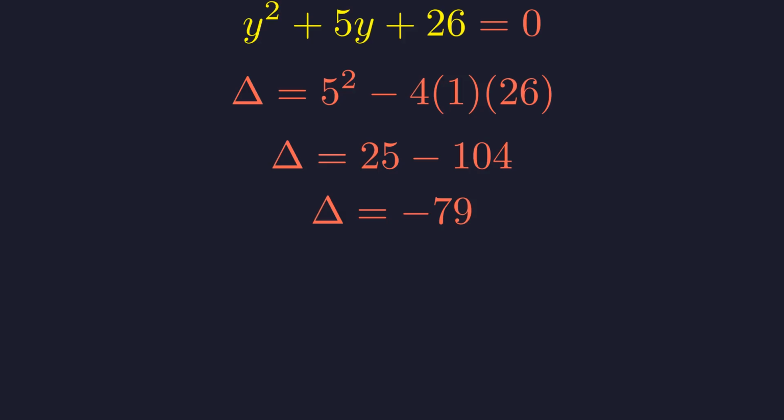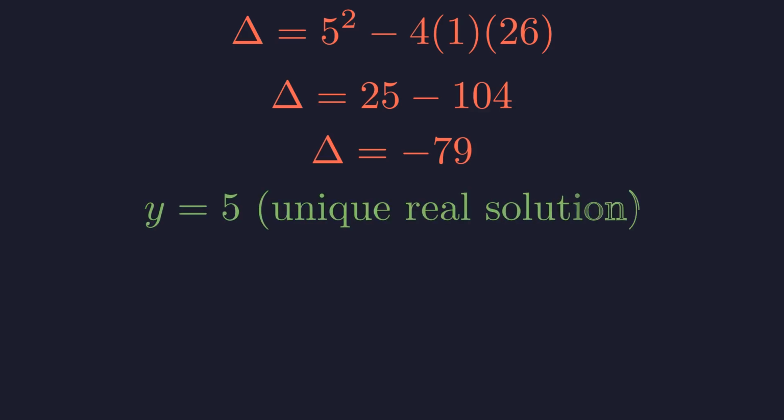Since the discriminant is negative, this quadratic has no real solutions. Its roots are complex numbers, which don't help us here. This confirms that y equals 5 is the only real solution to our cubic. Therefore, y equals 5 is our unique real solution.